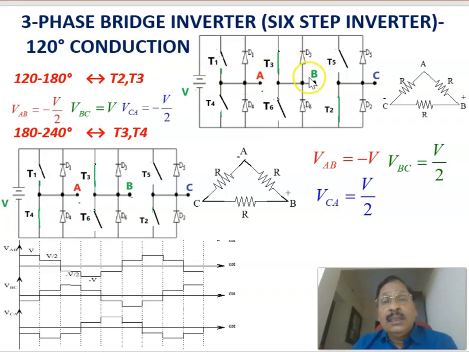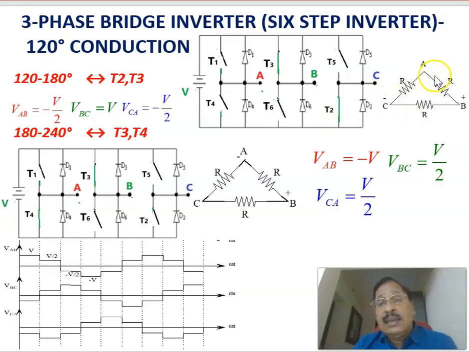T2 and T3 conducting means that T3 is conducting as well as T2 is conducting. This is connected to the plus terminal of the voltage source and this is connected to the negative terminal of the voltage. C is connected to negative and B is connected to positive. Therefore, phase B will be getting plus and phase C you will be getting minus.